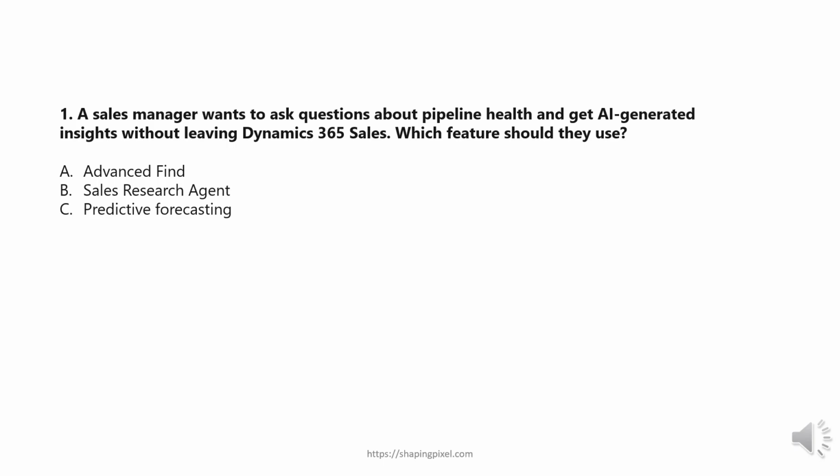A sales manager wants to ask questions about pipeline health and get AI-generated insights without leaving Dynamics 365 Sales. Which feature should they use? A, Advanced Find. B, Sales Research Agent. C, Predictive Forecasting. Correct answer is option B.